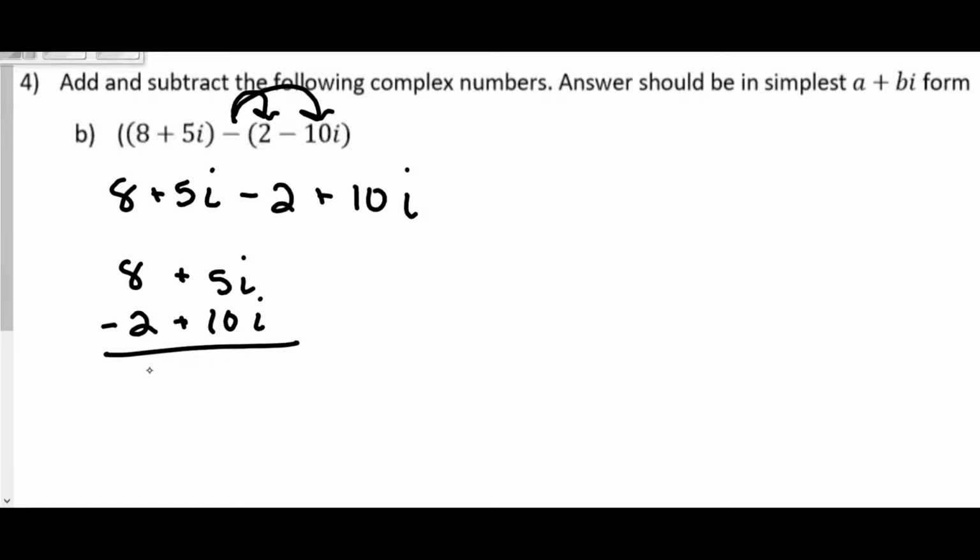8 minus 2 is 6. 5i plus 10i is 15i. And that's your answer. There is a way to do this in your calculator. You would put it into a plus bi mode and then plug it in using parentheses around both complex numbers.